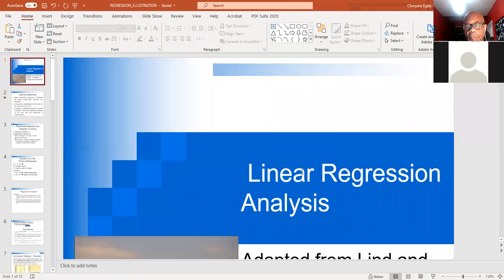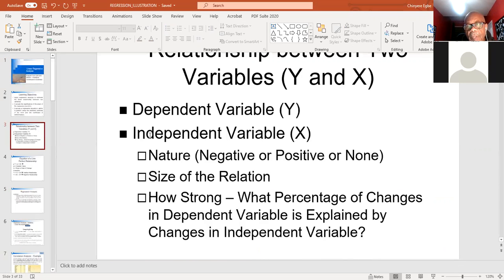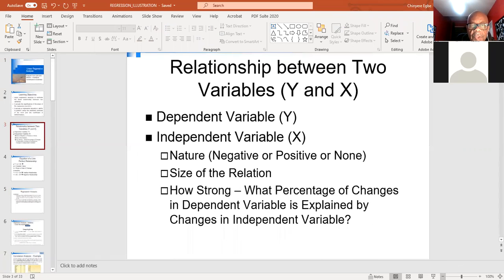Okay, so what we have here is linear regression analysis. Okay, and this linear regression analysis, the lecture is adapted from a book called Statistical Techniques in Business. Okay, so what is it we're looking at here? We're looking at the relationship between two variables, y and x.